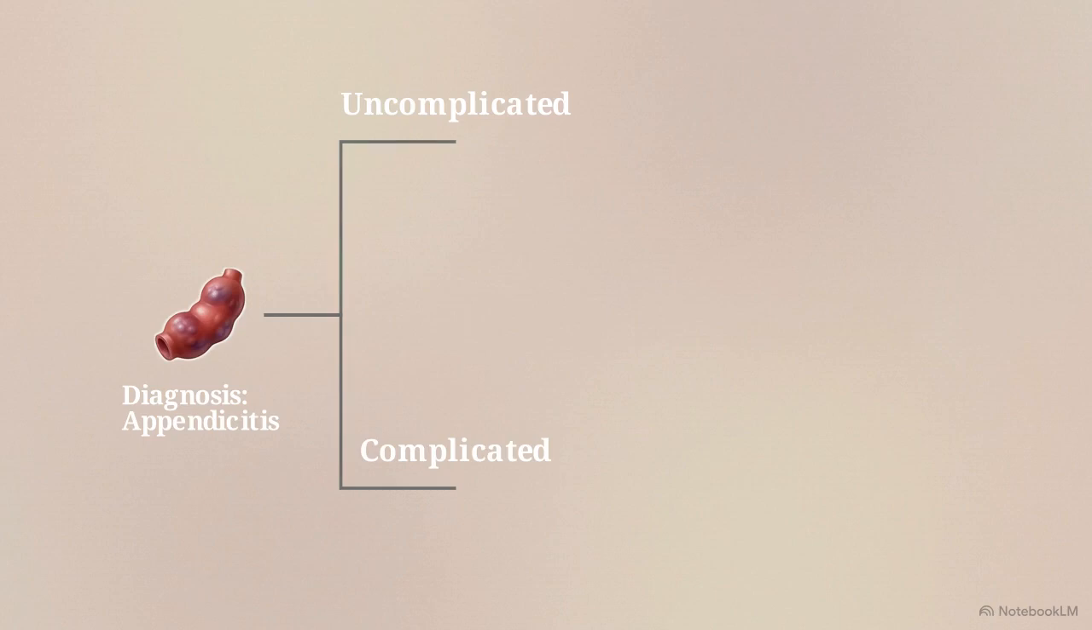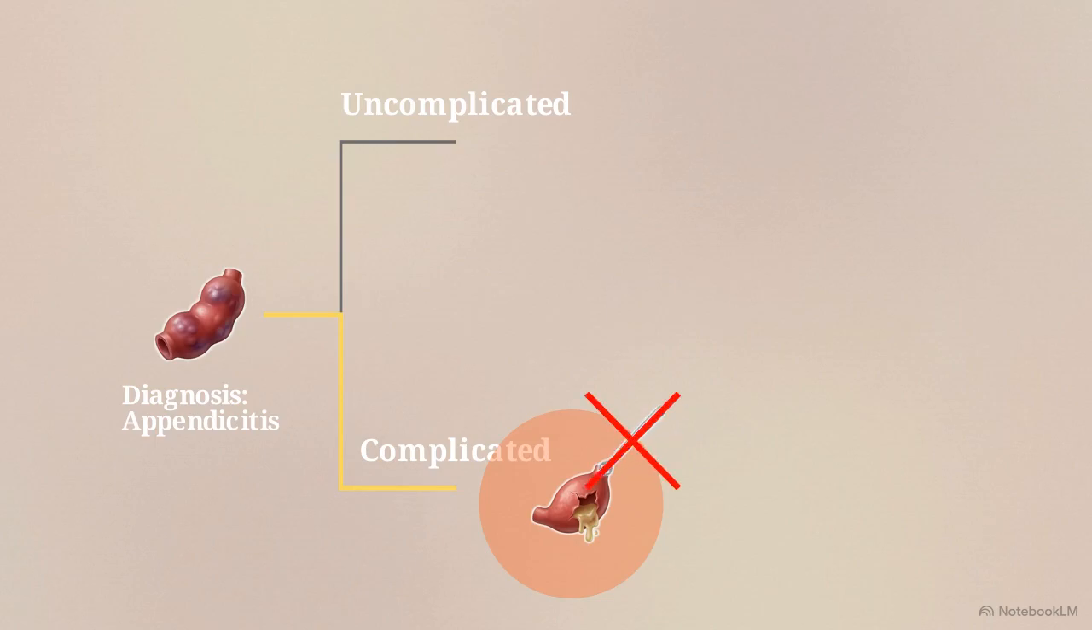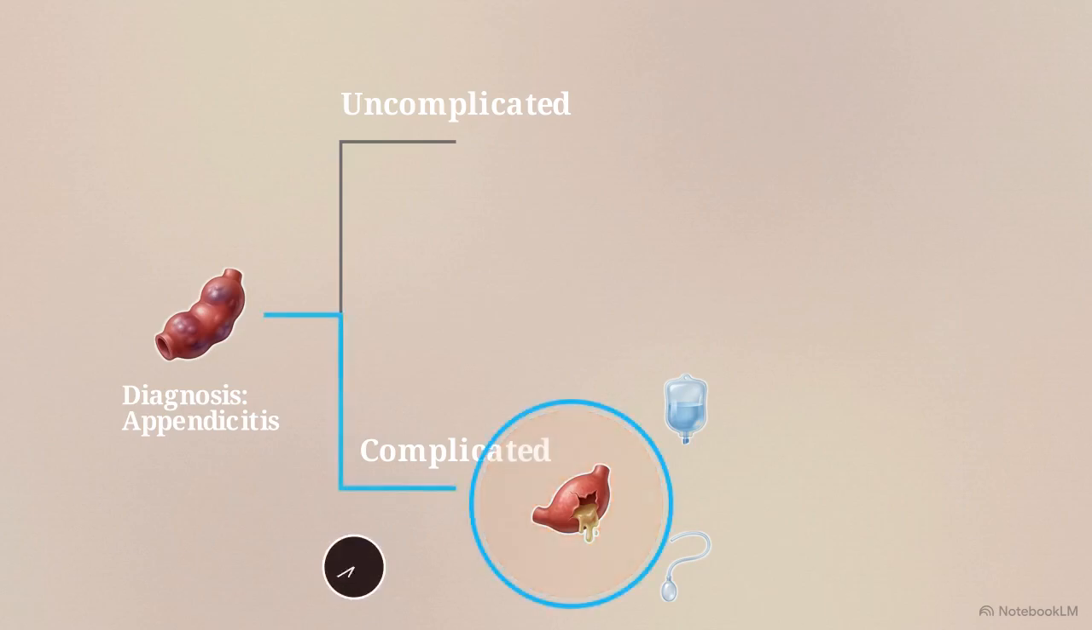The top path represents an uncomplicated case. The appendix is inflamed but intact, so the immediate solution is surgical removal combined with antibiotics. But if the condition goes untreated and the appendix ruptures or forms an enclosed abscess, the case becomes complicated. As the bottom path shows, performing surgery immediately in a highly inflamed, ruptured environment is often too risky. Instead, doctors place a drainage tube and administer strong IV antibiotics to control the spread of infection inside the abdomen. The surgery is delayed until the area is completely stabilized.